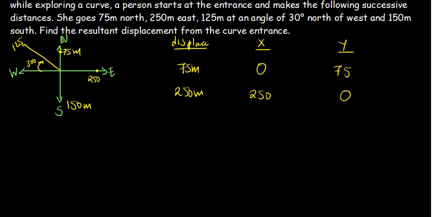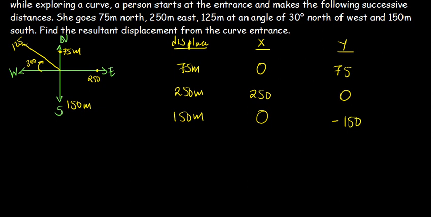Let's go first to the one on the south, which is the 150 meters displacement. The x component, you can clearly see, is going to be 0. It's because this angle is 270. Cos 270 is 0. Now sin 270 is negative 1. That is why, since this one is on the south, the y component will be negative 150.